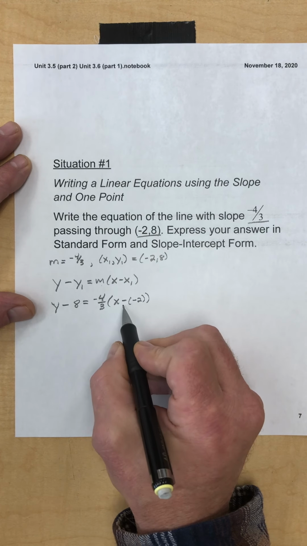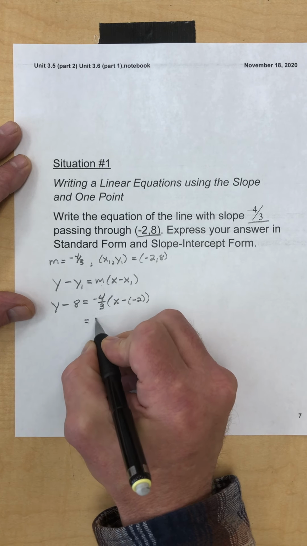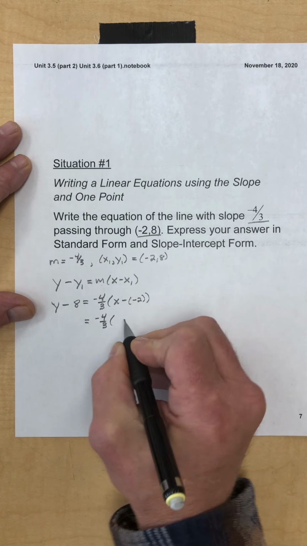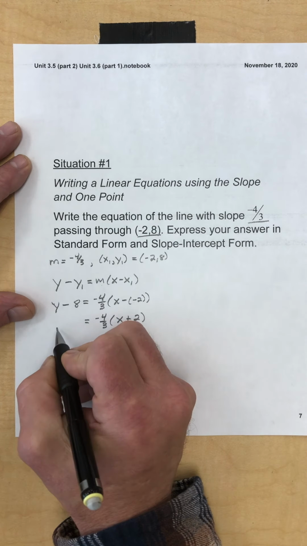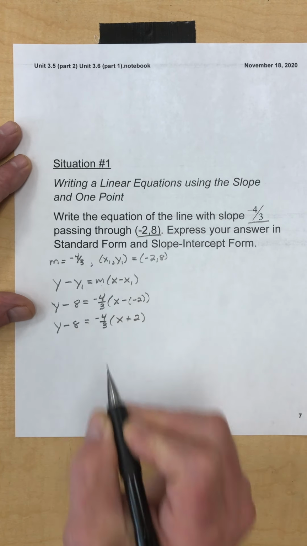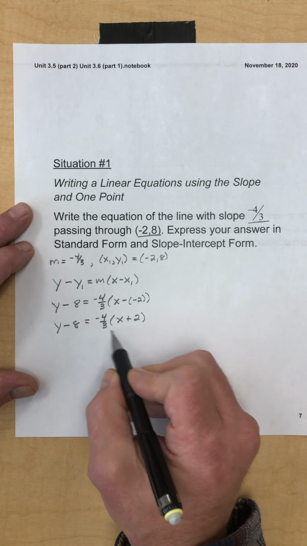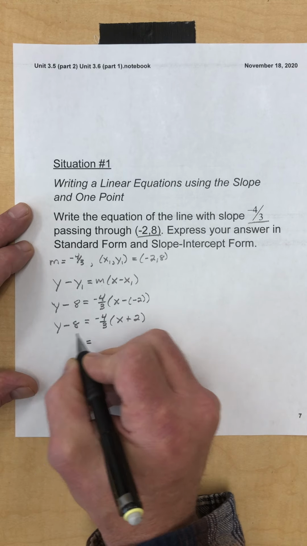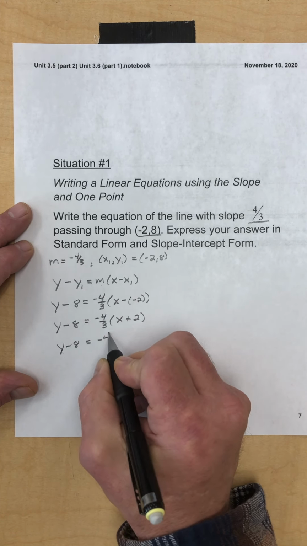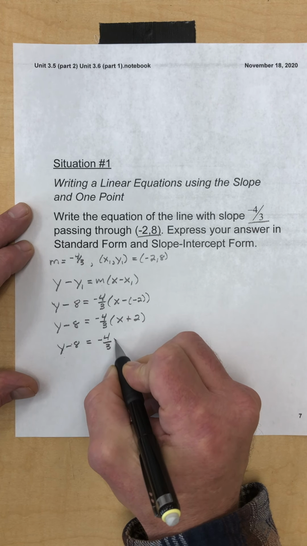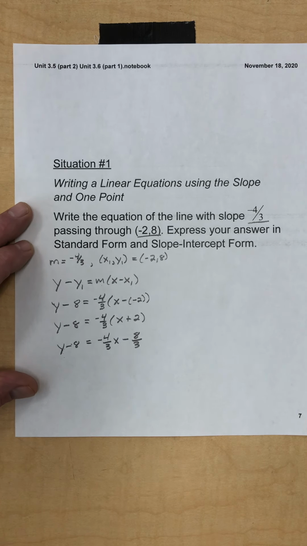All right, now I would want to change this to plus first. So I'm going to get negative 4/3 times the quantity of x plus 2, and then bring down that y minus 8. Now I have to distribute the negative 4/3 through this. So just bring down the y minus 8, and I'm going to get negative 4/3 x minus 8/3.